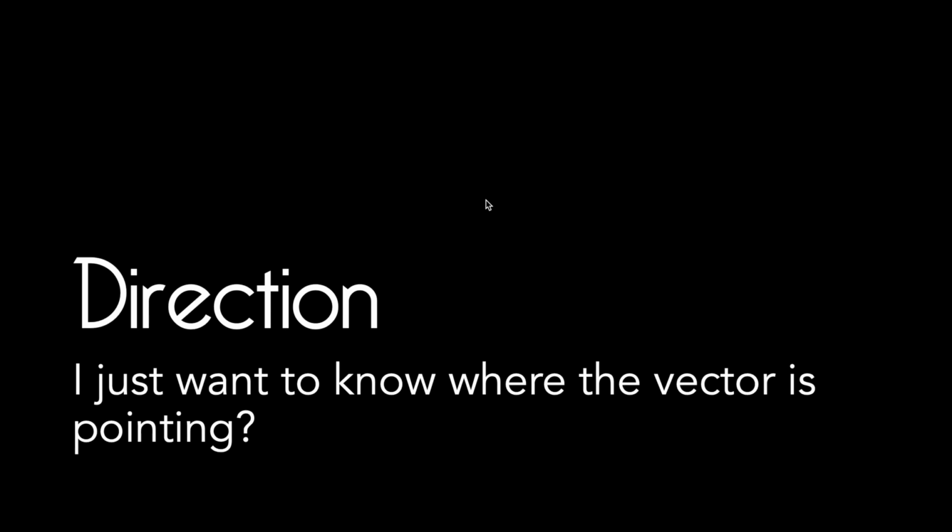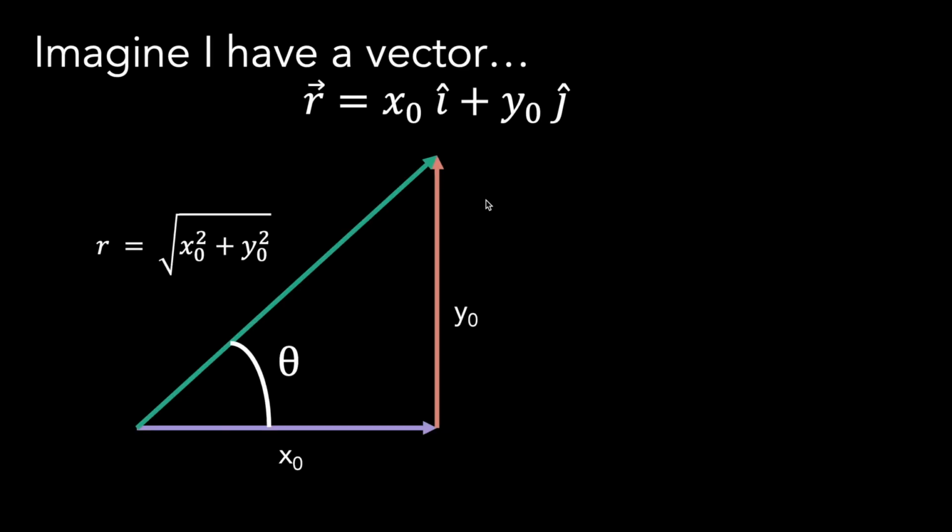Now suppose we just wanted to know the direction of the vector. We no longer cared about the magnitude, how big it was, we just wanted to know where it was pointing. Could we do that as well? Of course we can. Imagine I have my same vector, r, which is composed of 2 components, x naught in the i hat direction, y naught in the j hat direction. We already said its magnitude is the square root of x naught squared plus y naught squared. But now I want to know this angle theta. What direction is this vector pointing?